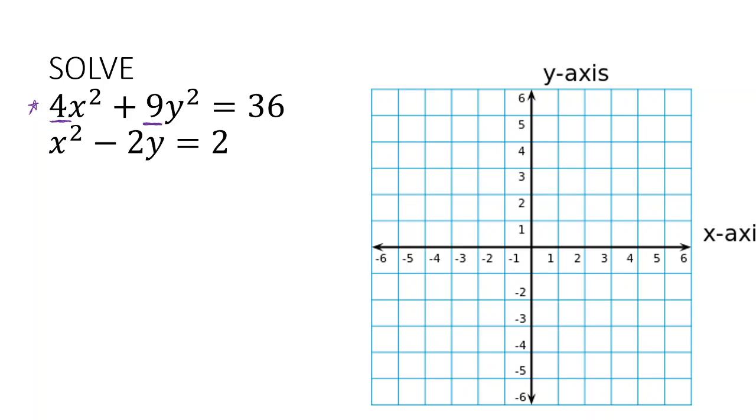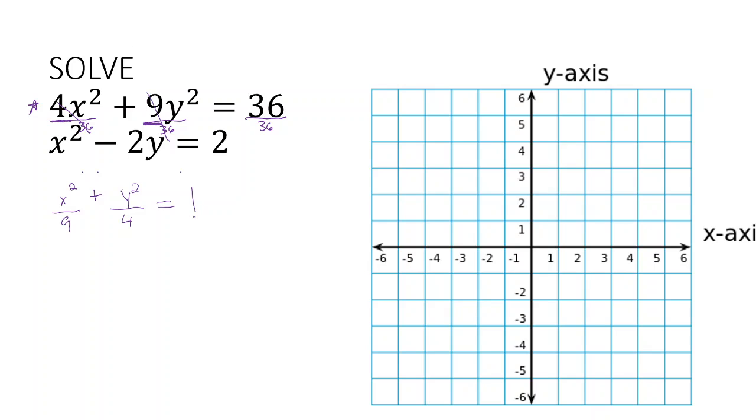So in this purple equation, because the coefficients are different, I'm going to say that this is an ellipse. And because it's an ellipse, I want it to equal 1. So I'm going to divide everything by 36. That reduces to x squared over 9 plus y squared over 4, and that equals 1.